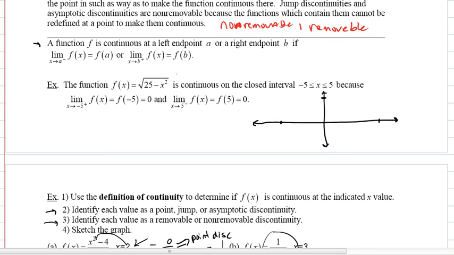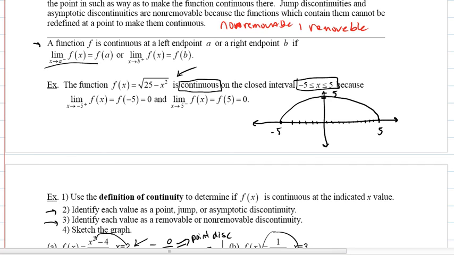If you graph this function, it's a semicircle. For those of you that remember your conics, you know that's a semicircle with radius 5. So here's 5, here's negative 5. The example says this function is continuous on the closed interval from negative 5 to 5. If you get a calculator out, you'll see what I'm talking about. So the function is continuous at every point inside this circle.